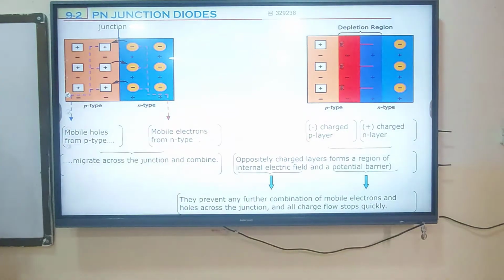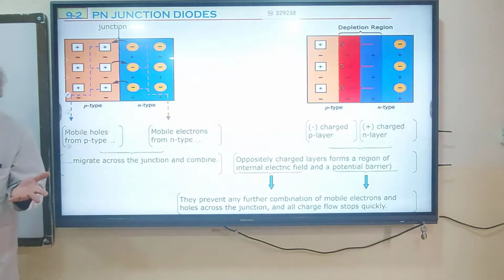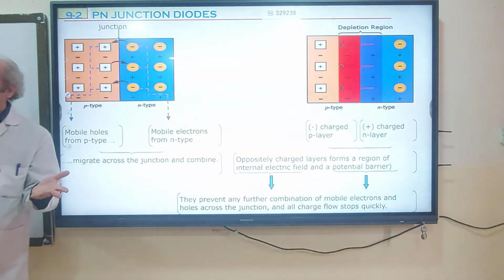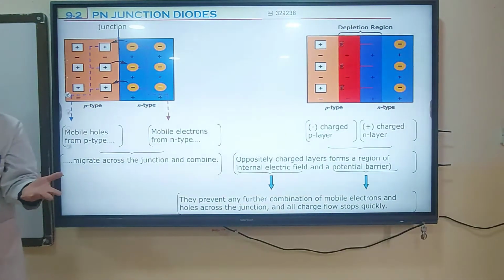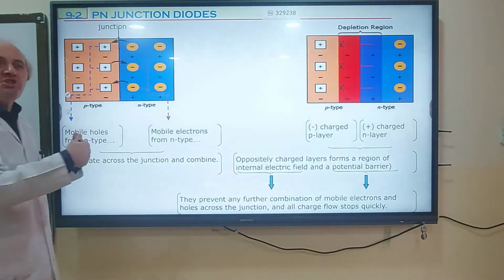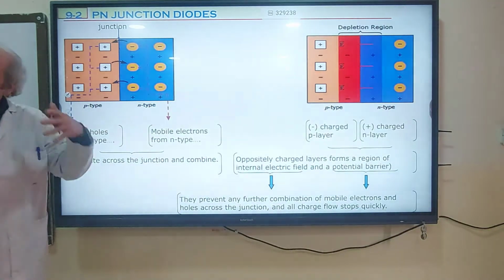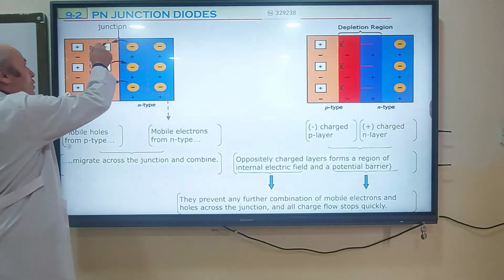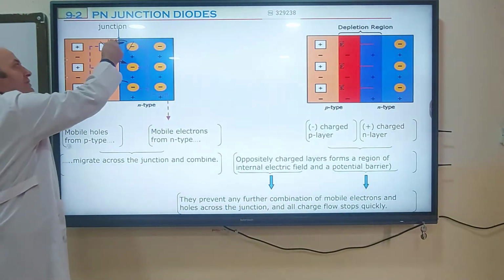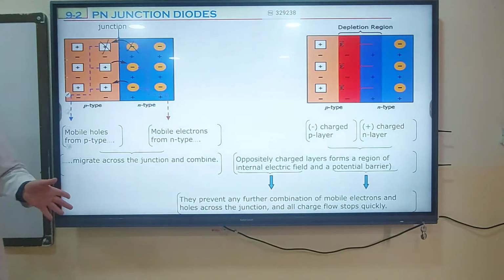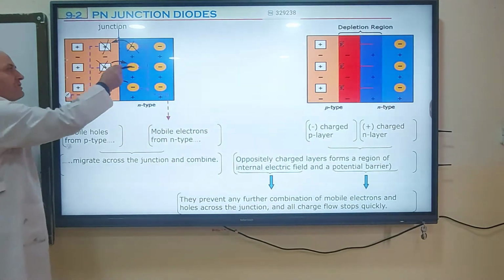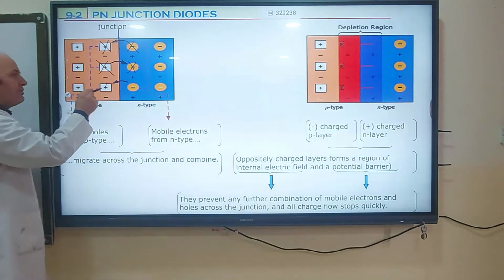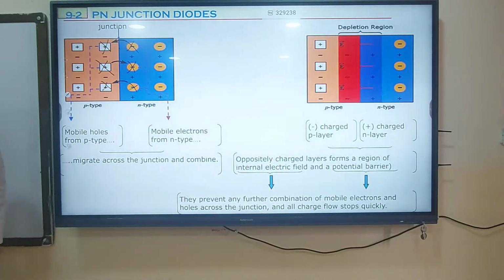But when they combine, one positive and one negative, they cancel each other. They meet, but they cancel each other. So they, in fact, destroy one another by combining. So this hole will combine with this electron, and they will destroy each other. This hole and this electron will destroy each other. That hole and this electron will destroy each other.